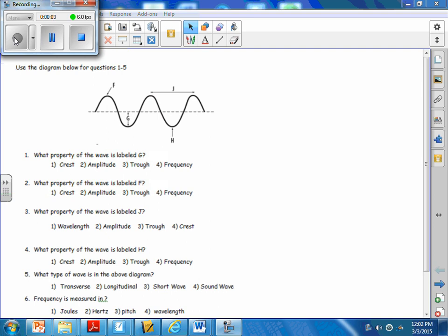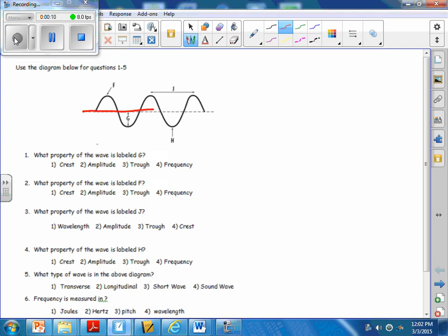Okay, waves, sound, and light test. What property of the wave is labeled at G? Well, if you go at the resting spot and you go down, this is the height of the wave. This is called the amplitude.